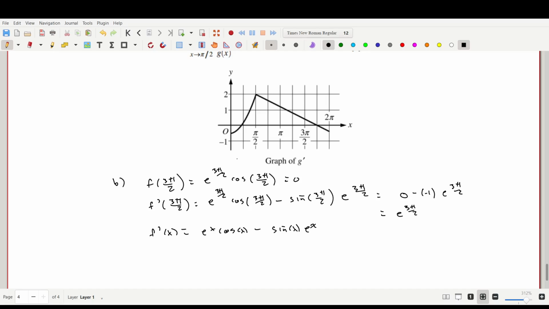Great, so my point is 3 pi over 2 comma 0. That's the point, and the slope is e to 3 pi over 2. And now it takes about a second to write down what it is. L of x is e to the 3 pi over 2 times x minus 3 pi over 2.